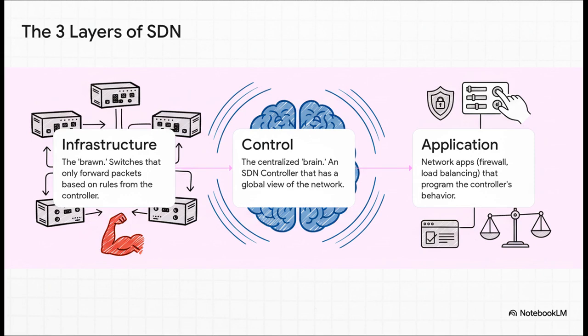And here's how it works. SDN splits the network into 3 distinct layers. At the bottom, you have the infrastructure layer. This is just the brawn. Simple switches that do one thing, forward packets. All the intelligence gets ripped out and centralized into the control layer, where a single SDN controller acts as the brain for the entire network. Then, at the very top, the application layer lets us write programs to tell the brain what we want the network to do. It's a huge shift.